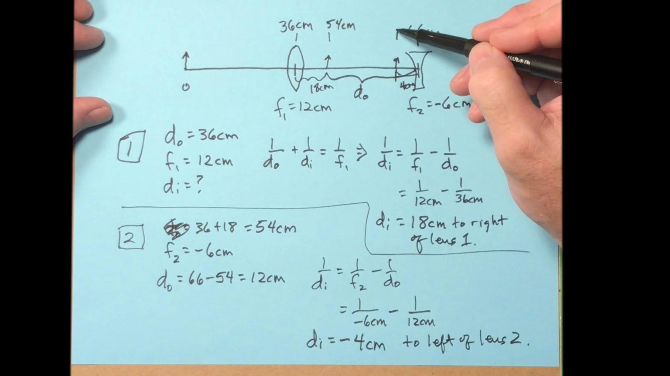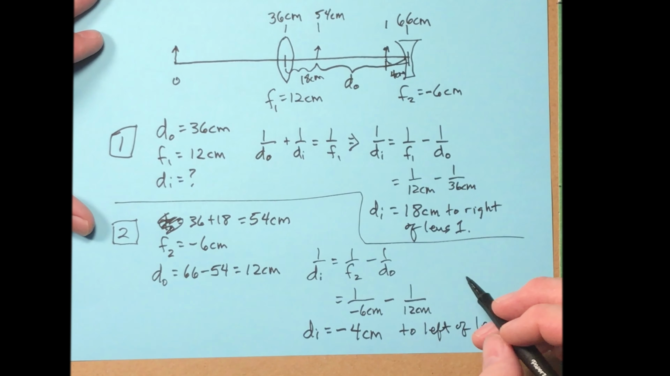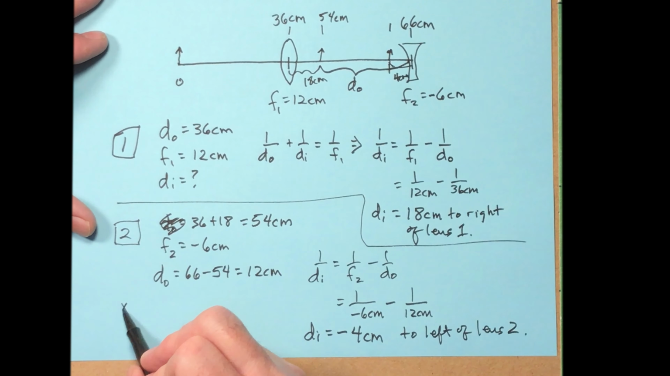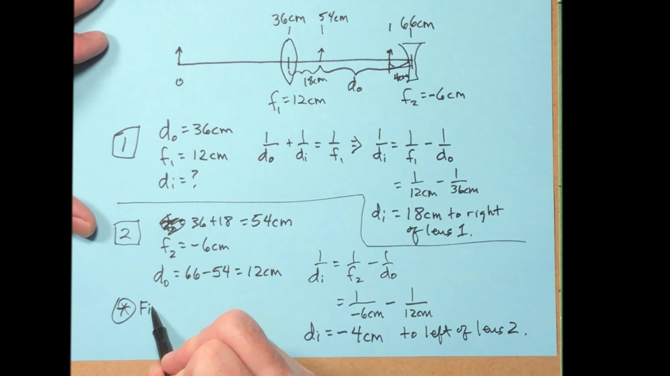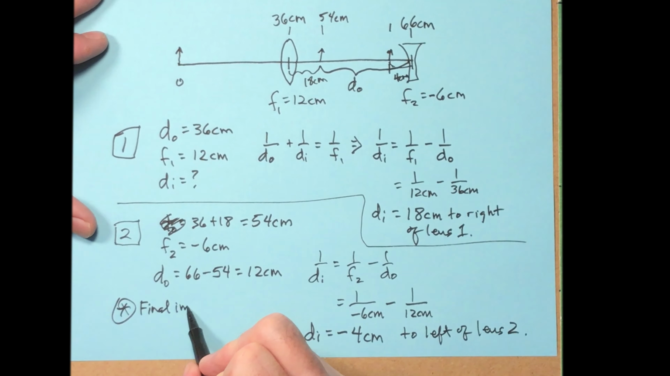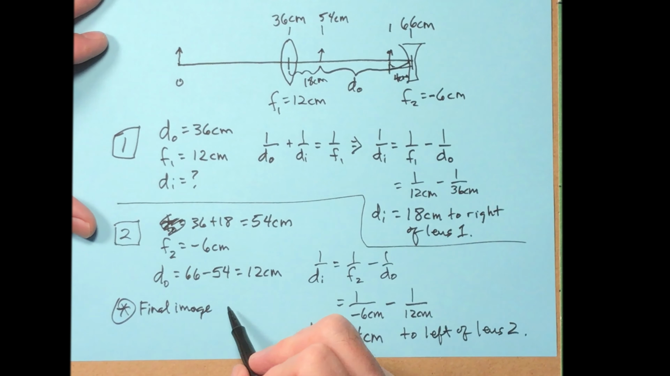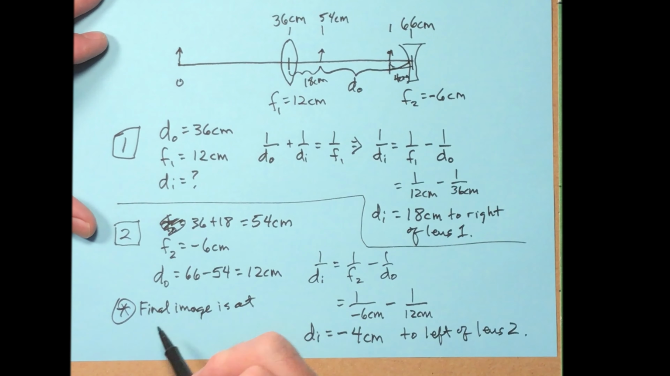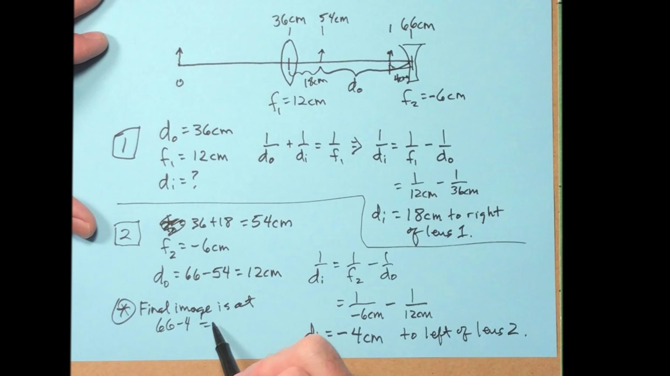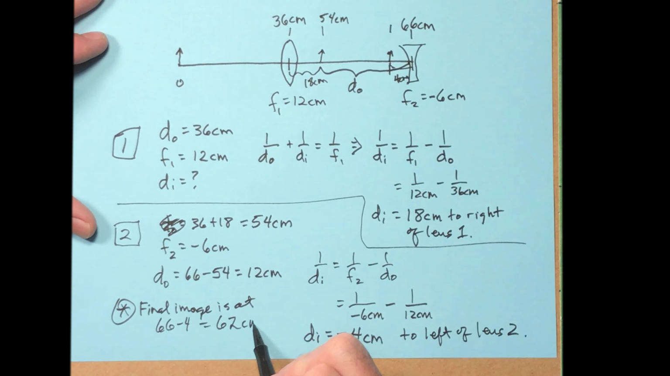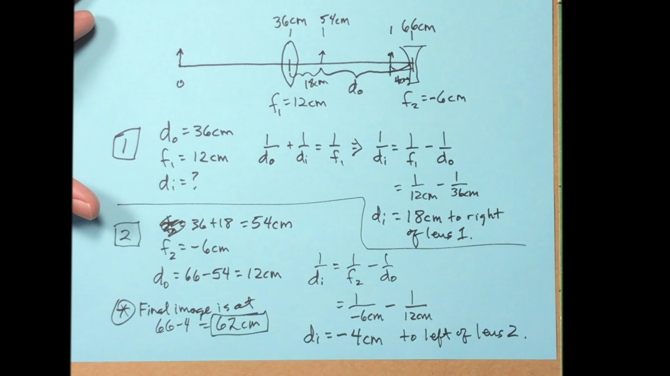So what is that position then? Well, it's going to be 66 minus 4. So the final image is at 66 minus 4, 62 centimeters. That's the position of the final image.